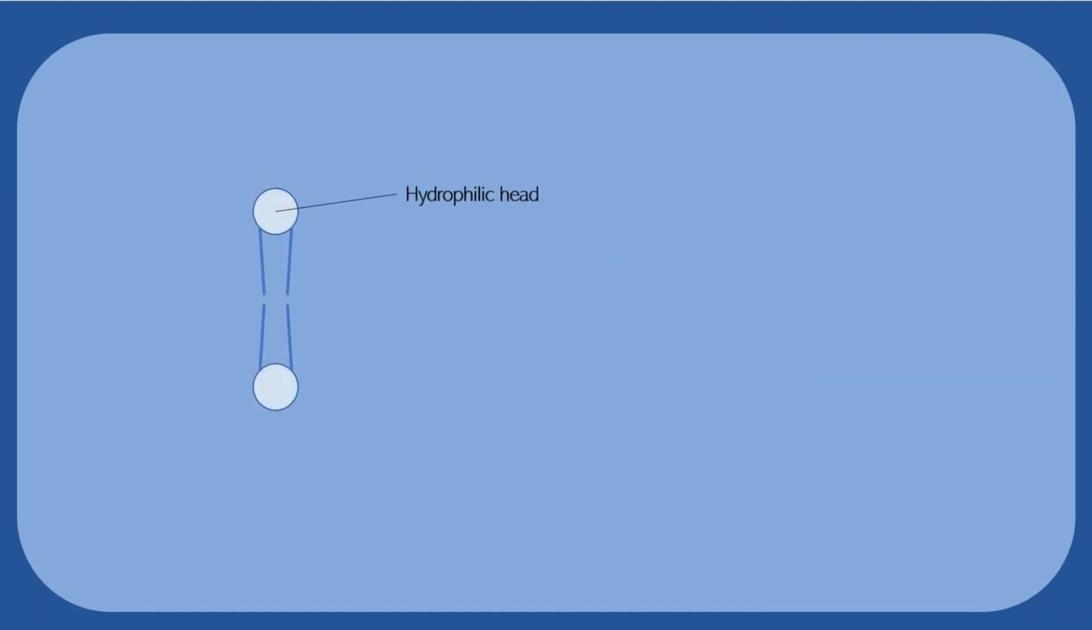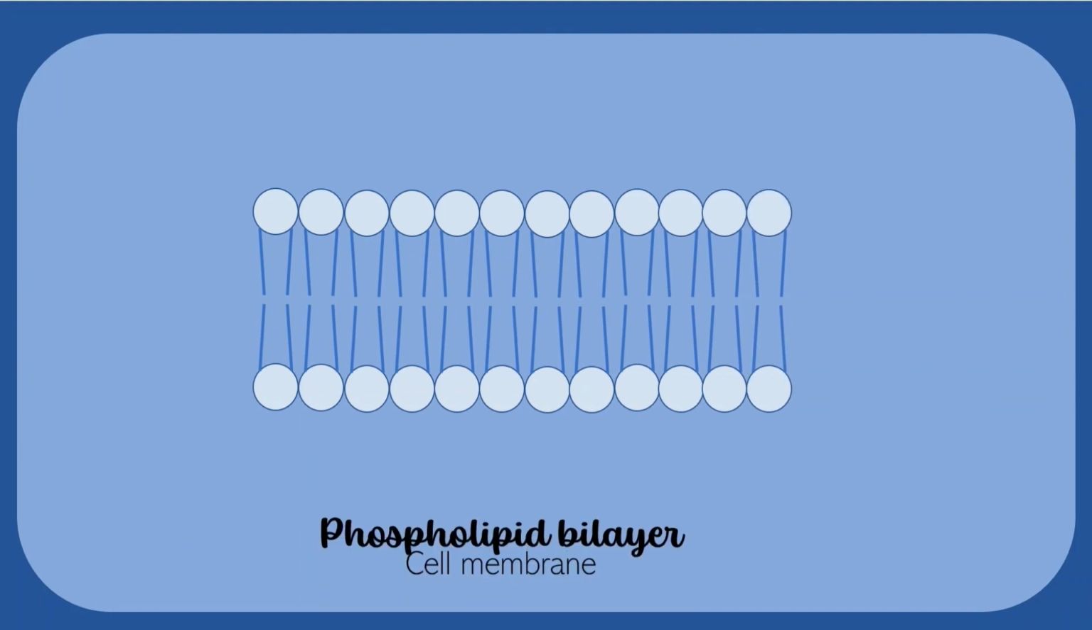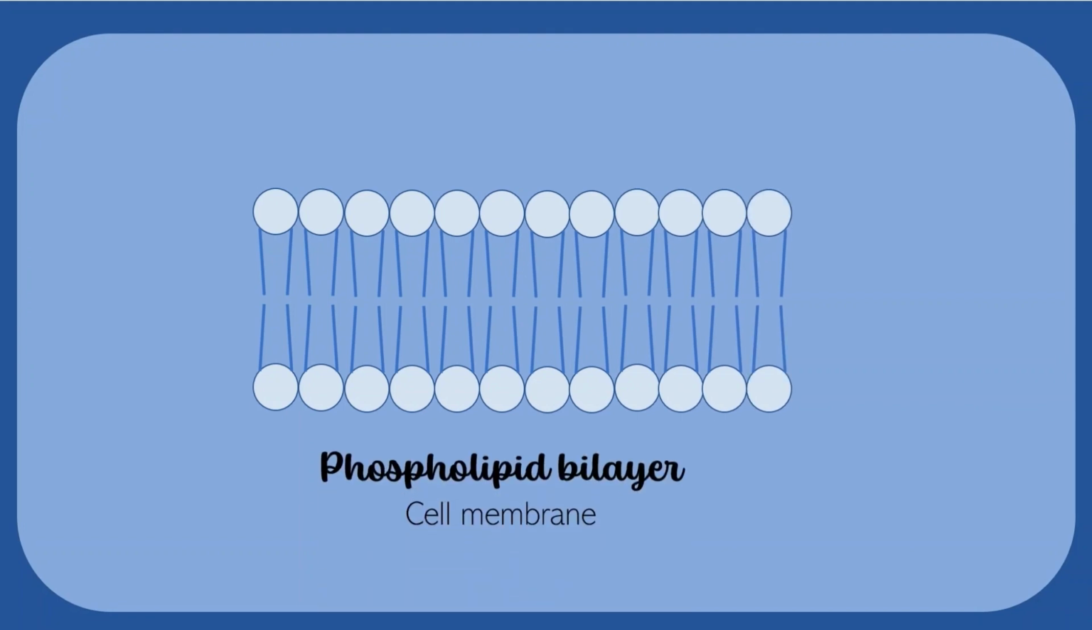In this diagram, the circle represents the hydrophilic head and it's on the outside because they're water-loving. Hydrophilic means water-loving. On the inside is the hydrophobic tail, water-fearing. All of these phospholipids end up forming the cell membrane.